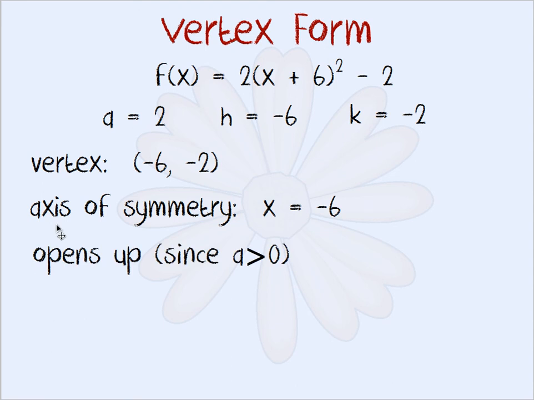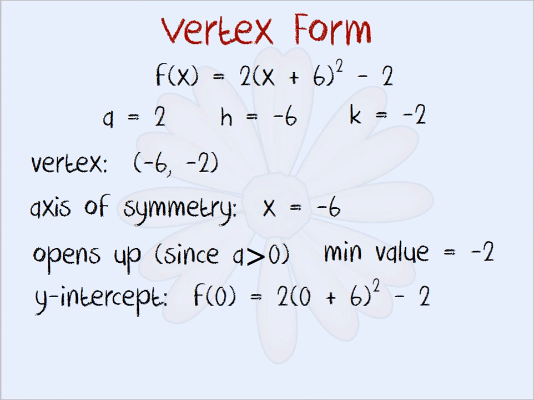I know that this parabola is going to open up since a is a positive number, and since it opens up, I'm going to have a minimum value, and my minimum value is negative 2, coming straight from the y value of my vertex, or k.